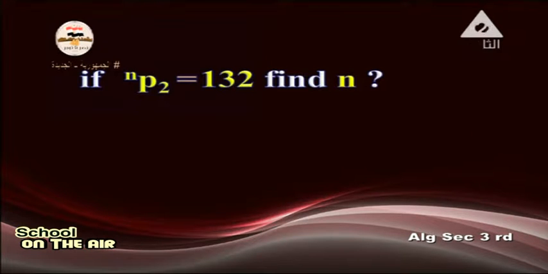Someone might think: what are the two consecutive numbers whose product is 132? It is very easy. 12 times 11. Then 12 times 11 means nP2 equals 12P2. Therefore, n equals 12.